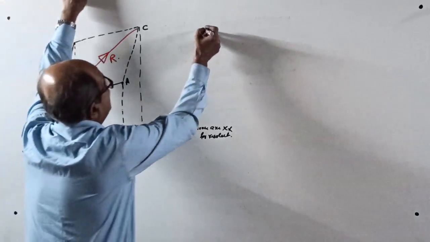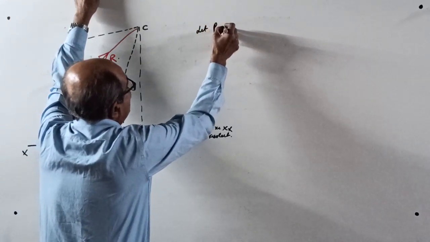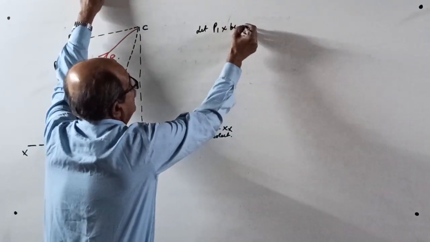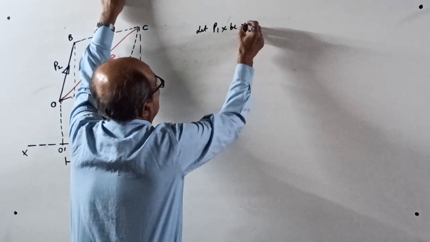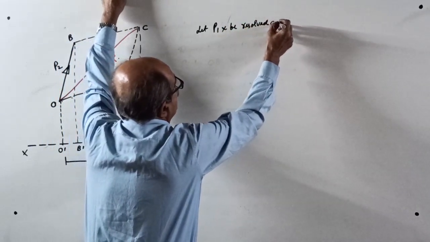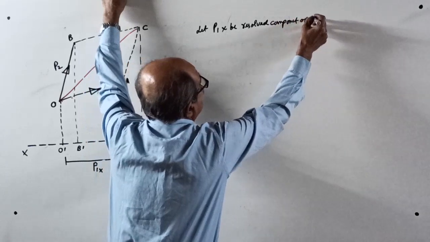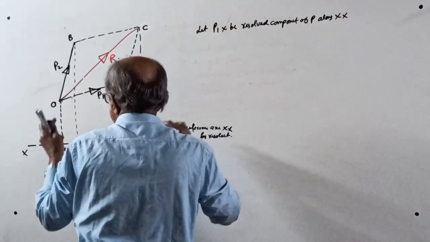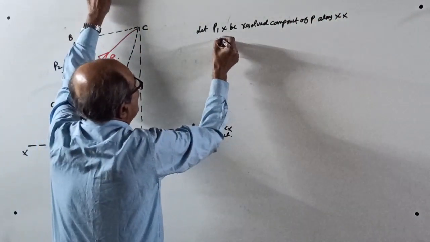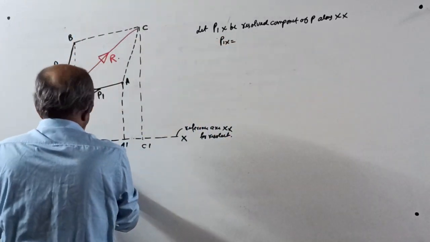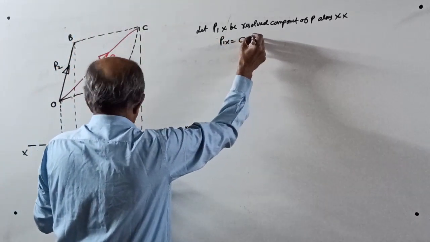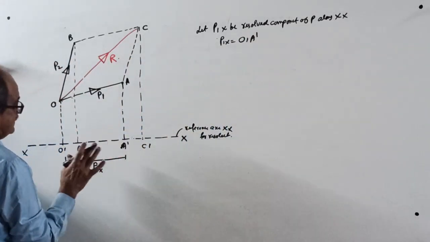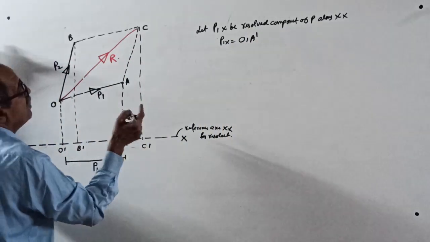Let P1x be the resolved component of P1 along the x-axis, and it is equal to what? P1x will be equal to O dash A dash.